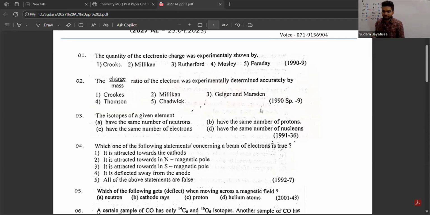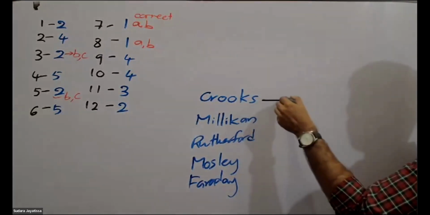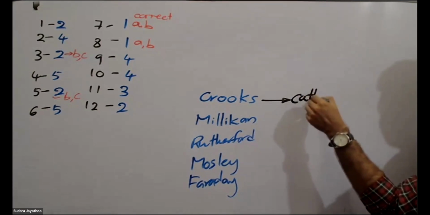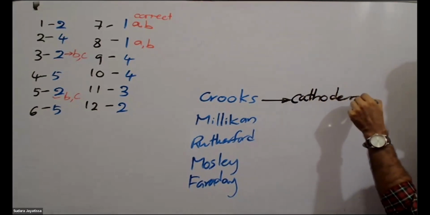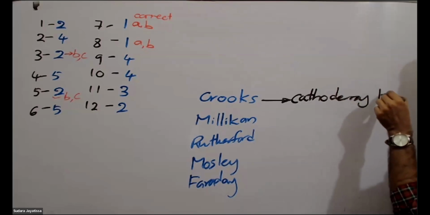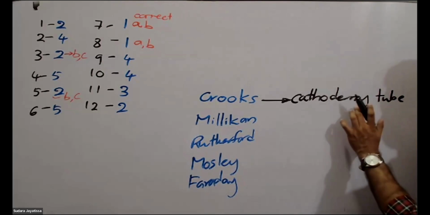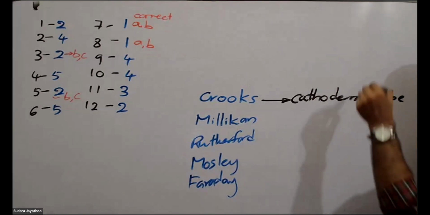You can write a review for the paper. When you are writing the review, please add why we are taking that answer and why the others are not our answer. Can I know what Crookes did? He is the one who invented the cathode ray tube. Invention of the cathode ray tube. Therefore we call this cathode ray tube the Crookes tube also.